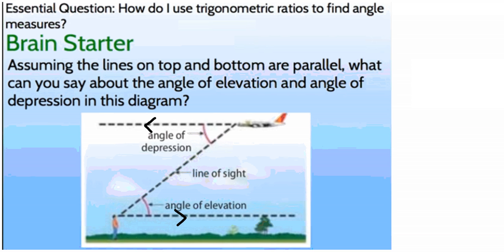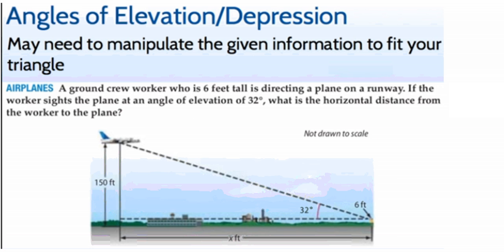So let's take a look at an example together. So here you've got a ground crew worker who is 6 feet tall directing a plane on the runway. The worker sights the plane at an angle of elevation of 32 degrees. What would be the horizontal distance from the worker to the plane?